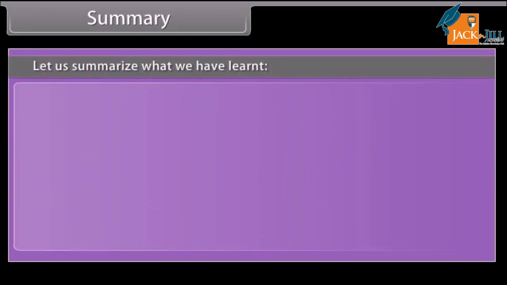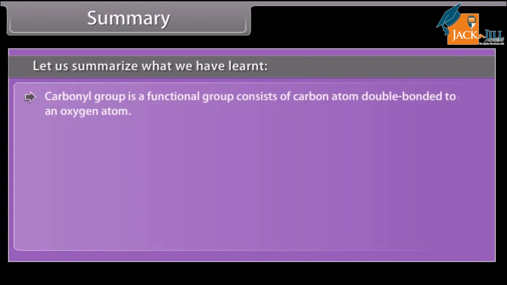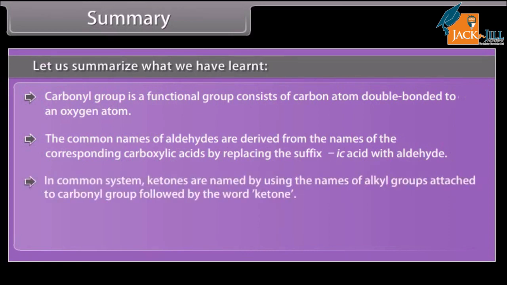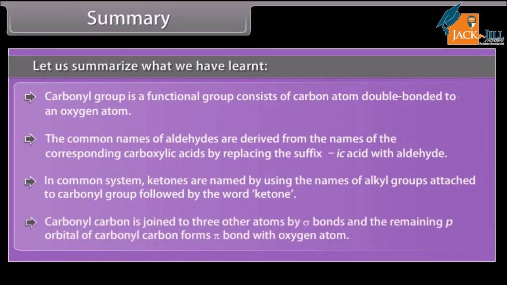Summary. Let us summarize what we have learned. Carbonyl group is a functional group consisting of a carbon atom double bonded to an oxygen atom. The common names of aldehydes are derived from the names of the corresponding carboxylic acids by replacing the suffix -ic acid with aldehyde. In the common system, ketones are named by using the names of alkyl groups attached to the carbonyl group followed by the word ketone. Carbonyl carbon is joined to 3 other atoms by sigma bonds, and the remaining p orbital of carbonyl carbon forms a pi bond with the oxygen atom.